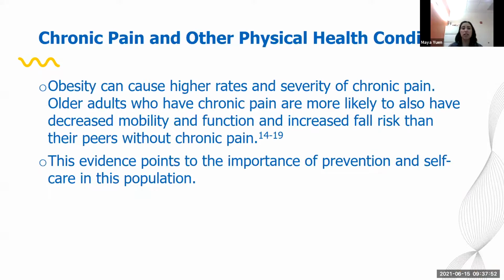Additionally, in looking at the literature for the older population specifically, three physical health conditions came up very frequently: obesity, fall risk, and decreased mobility and physical functioning. And we did find in some of these studies that decreased mobility and physical functioning in an older population was actually a little bit higher in the female population.